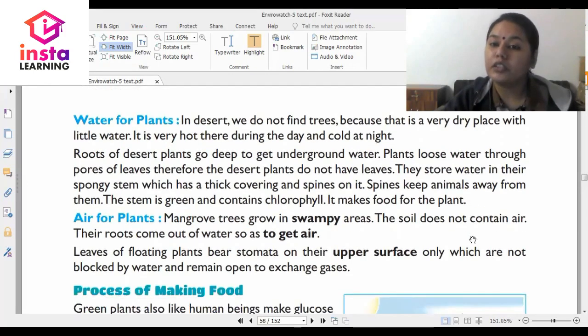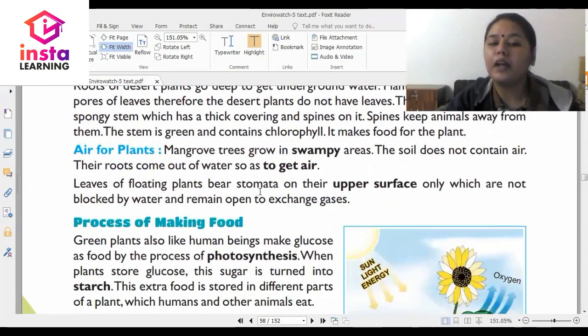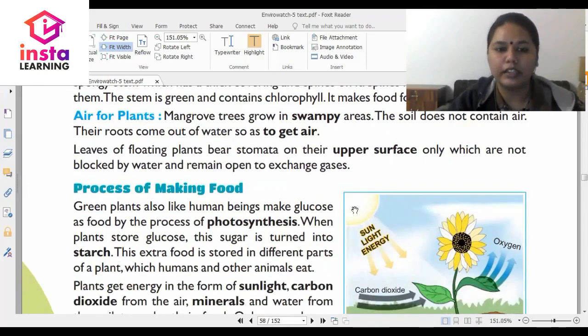Now we talk about air for plants. Mangrove trees grow in swampy areas. The soil does not contain air. Their roots come out of water so as to get air. Leaves of floating plants bear stomata on their upper surface only, which are not blocked by water and remain open to exchange the gases, carbon dioxide, oxygen and other gases.